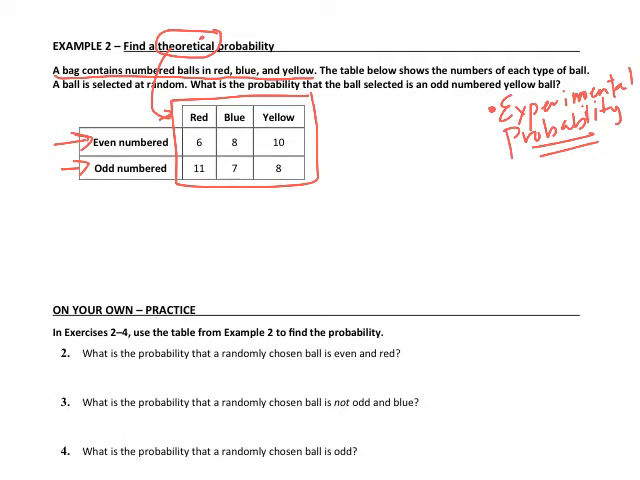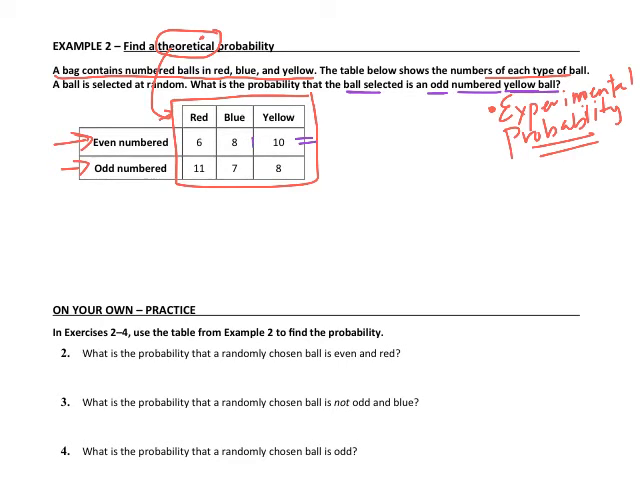Okay, so it says the table below shows the numbers of each type of ball. A ball is selected at random, so you're just going to reach into the bag and pull out one of the balls. What is the probability that the ball that you select is odd and yellow? Okay, so it's an odd numbered yellow ball. Well, the first thing we need to do is add up all of the balls in the bag, because we need to know how many balls we are pulling out of. What's the total number of balls?